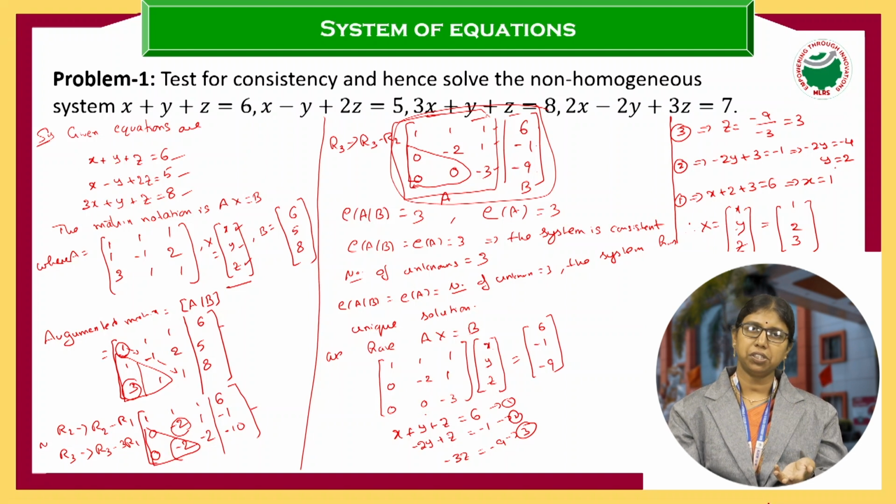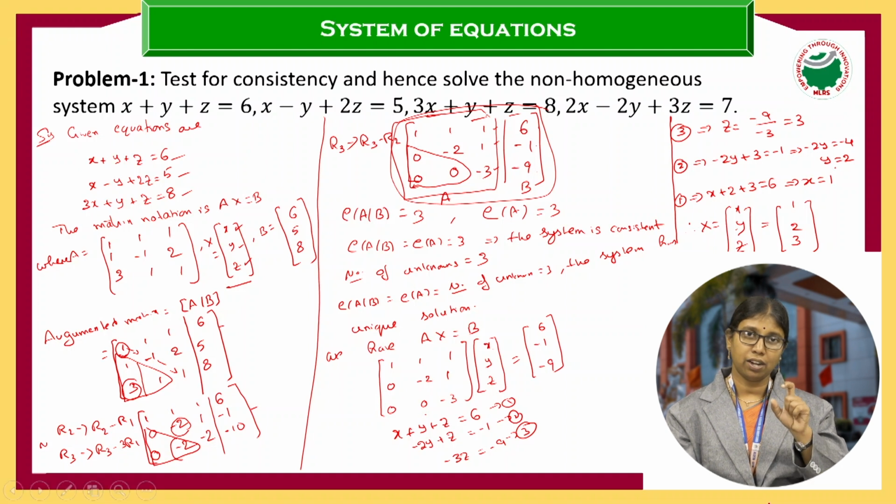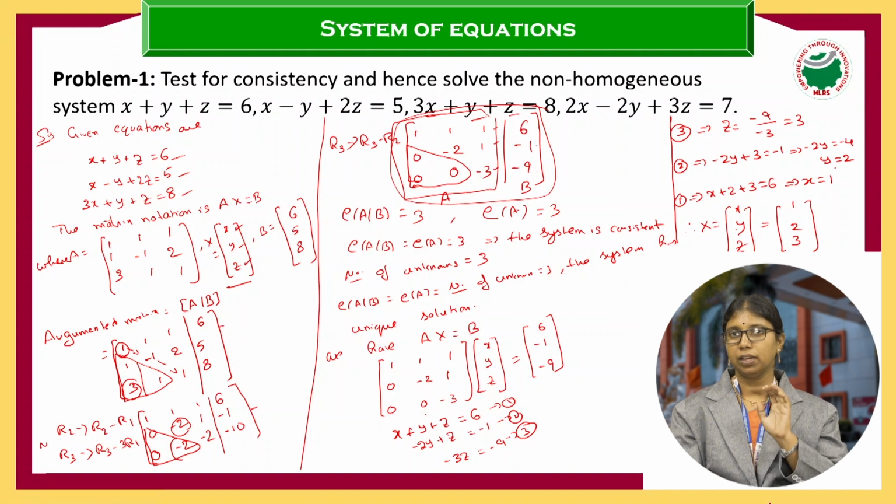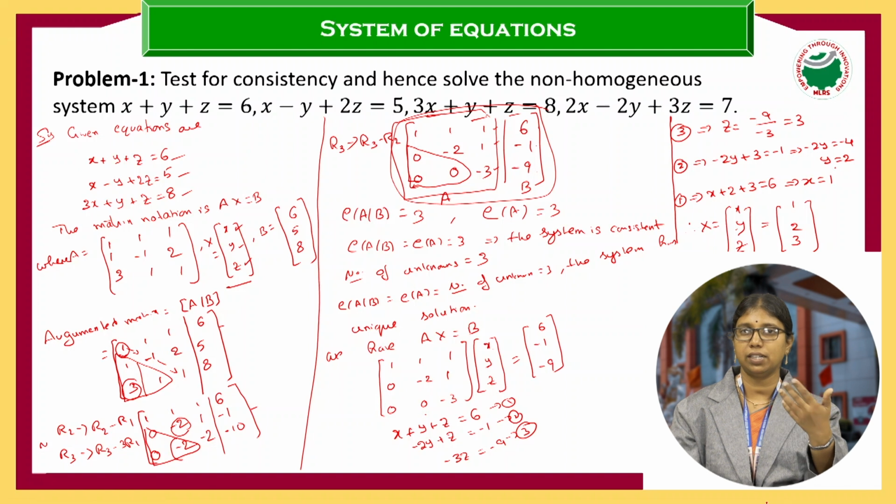To find the solution, take matrix representation Ax equal to B. Substitute the values of A and B from the matrix which you converted to echelon form. Write down the equation forms. By substitution of x, y, z in the remaining equations, you will get all the values of x, y, z.